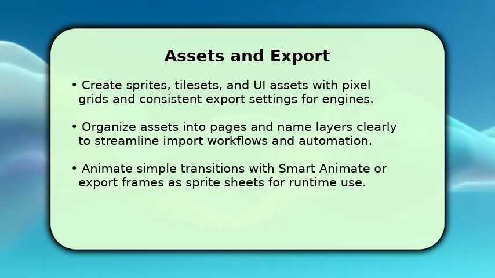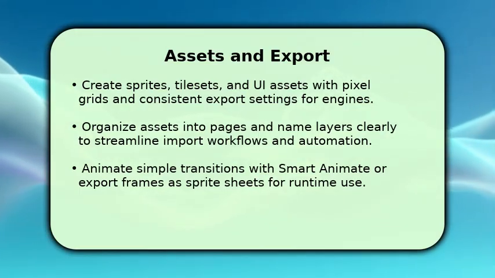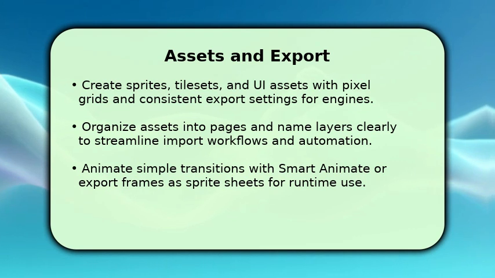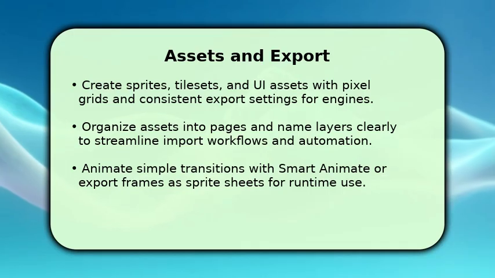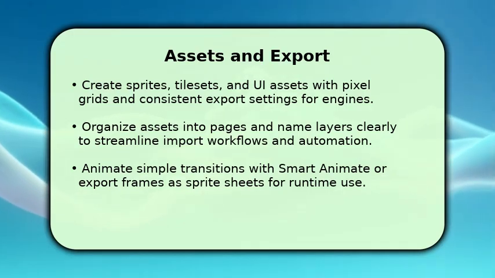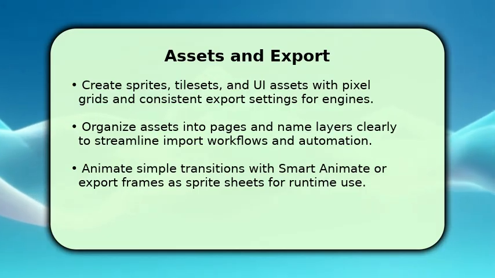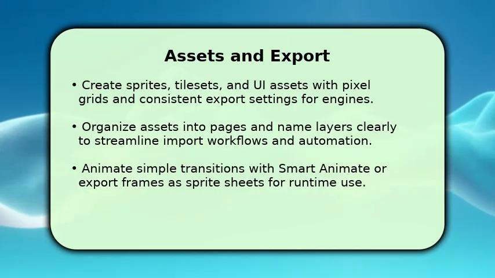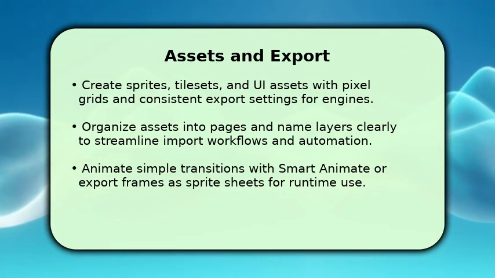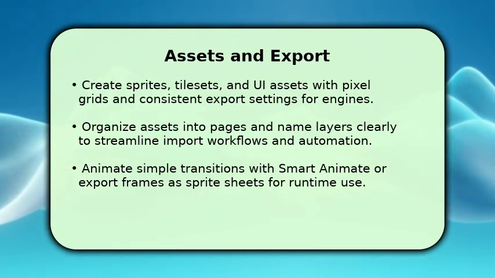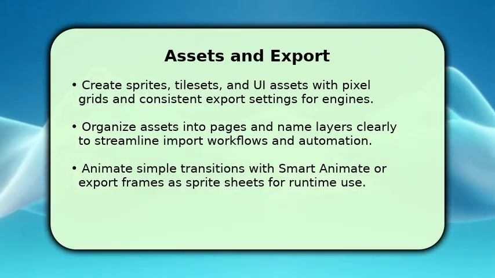Use Figma for creating sprites, tilesets, and UI assets with pixel grids and proper export settings. Organize assets into pages and name layers clearly for engine import workflows. Animate simple transitions with Smart Animate or export frames as sprite sheets using consistent sizing. Test assets in prototype and iterate based on feel and performance, then export as SVGs, PNG, or JSON atlases as required by your engine and pipeline, and optimize regularly.